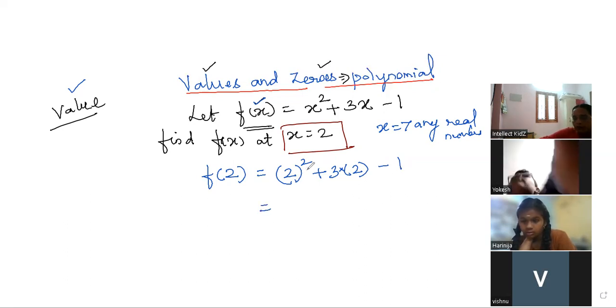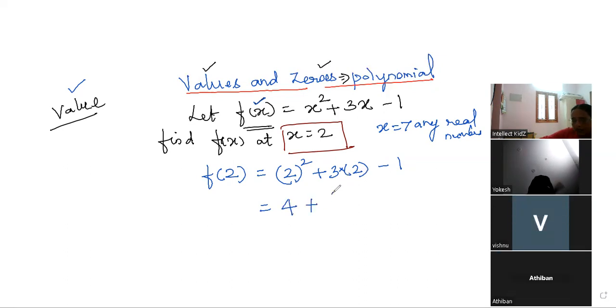உங்களுக்கு confusion இல்லாம இருக்கும். So now simplify this. 2 square is 4. 4 plus 6 is 10, minus 1. So answer is 9. So this is the value of this polynomial. Okay. So next one.